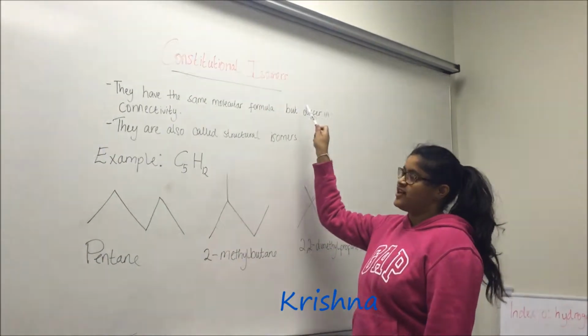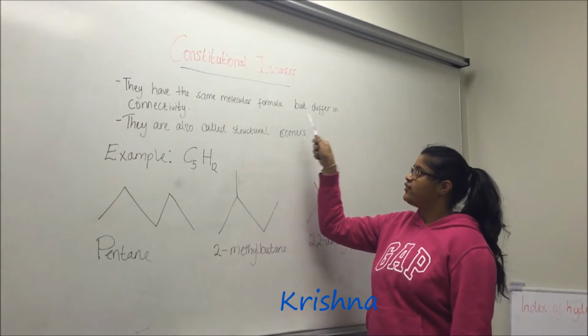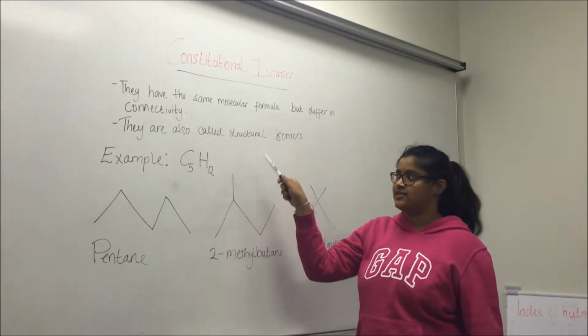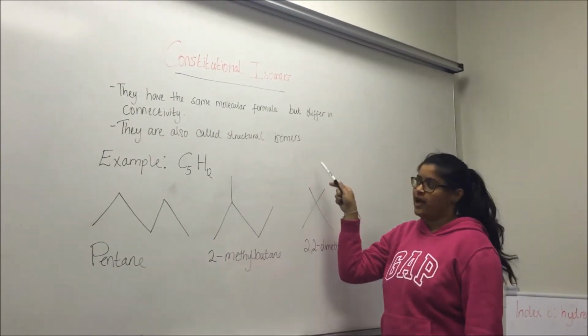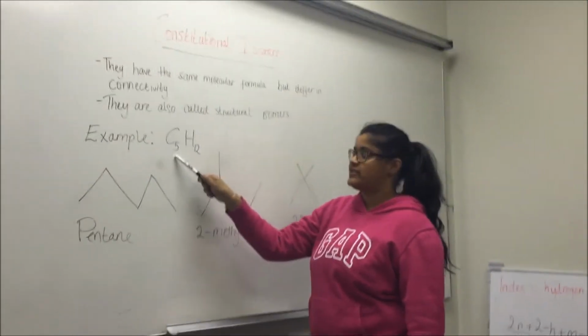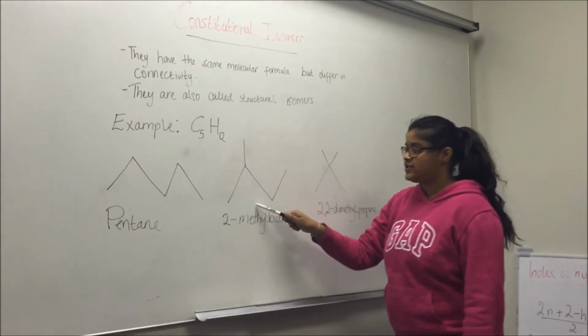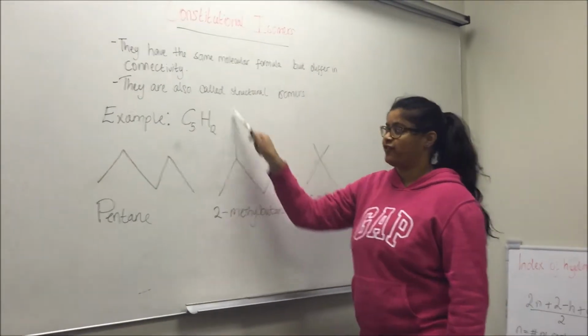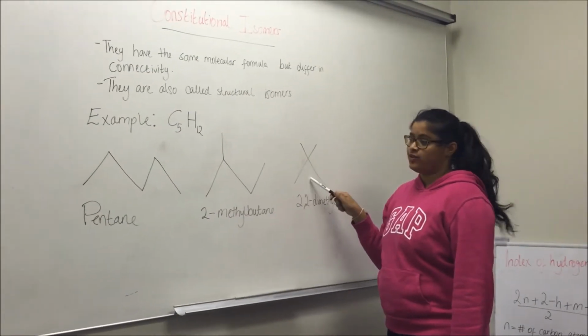Moving on to constitutional isomers, they have the same molecular formula but differ in connectivity. They are also called structural isomers. If we take an example of C5H12, all these three that I've drawn here have the same molecular formula, but they are connected in different ways.